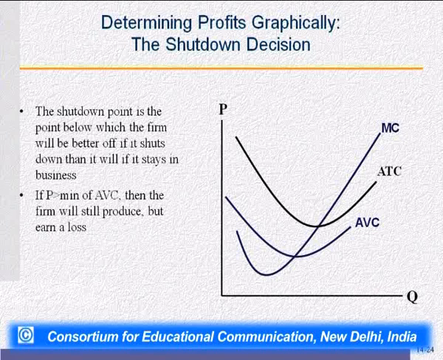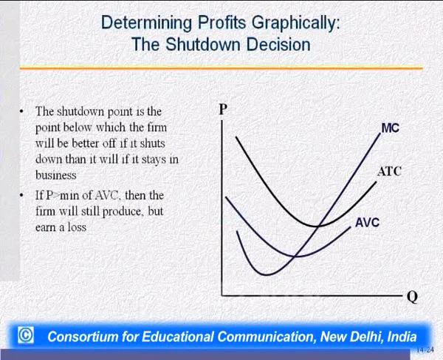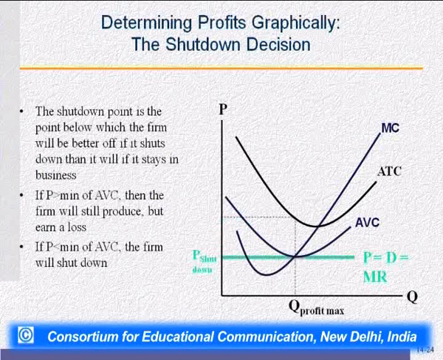If P is greater than the minimum of AVC, then the firm will still produce but earn a loss. If you look at the previous slide, if P is at the minimum of AVC, then the firm will still produce. This is the P which is the minimum AVC, but the firm cannot stop, the firm can continue. But if P is less than the minimum of AVC, the firm will shut down.